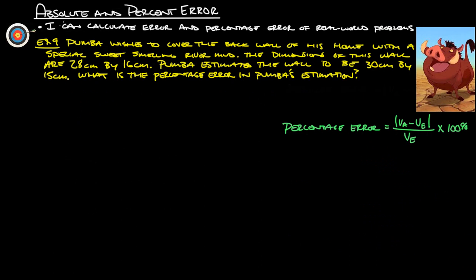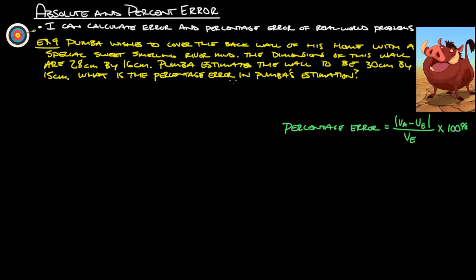Okay, so we've got example 9. Pumbaa wishes to cover the back wall of his home with a special sweet-smelling river mud. The dimensions of this wall are 28 centimeters by 16 centimeters. Pumbaa estimated the wall to be 30 centimeters by 15 centimeters. What is the percentage error in Pumbaa's estimation?